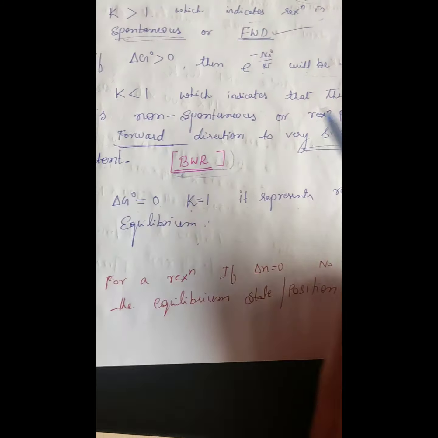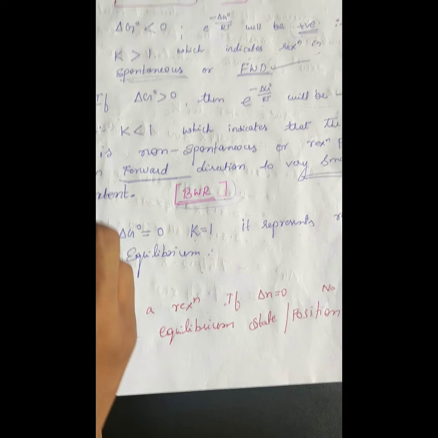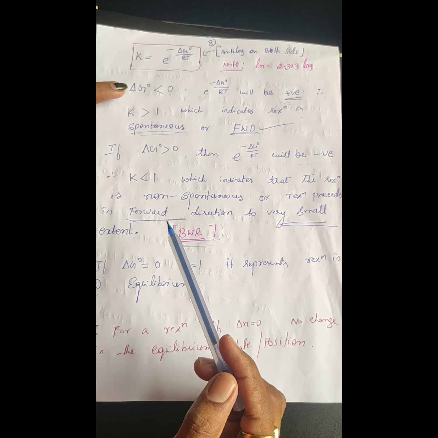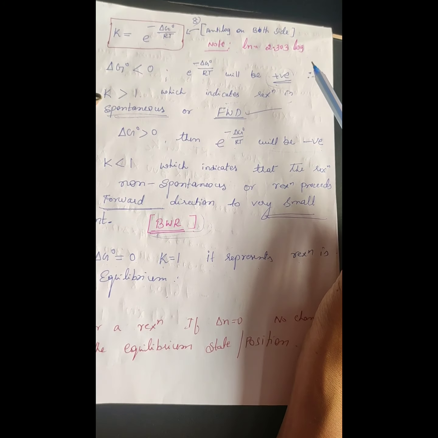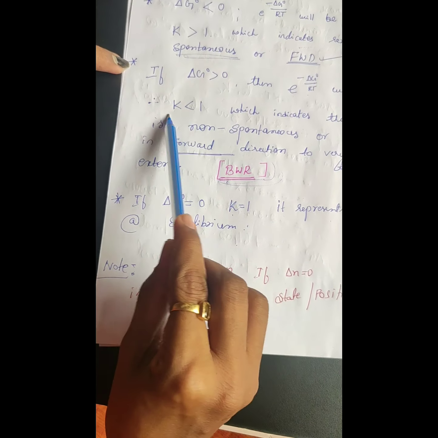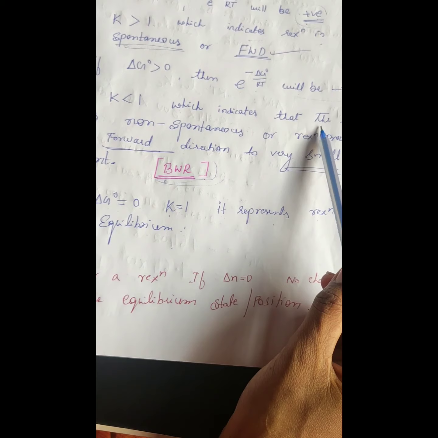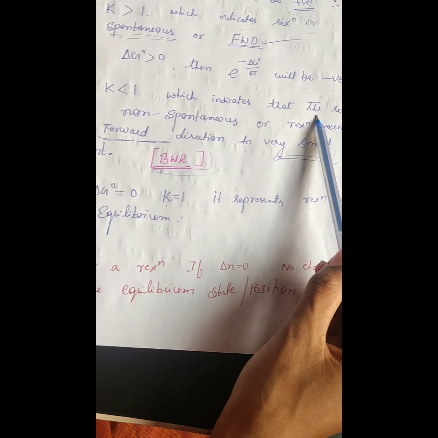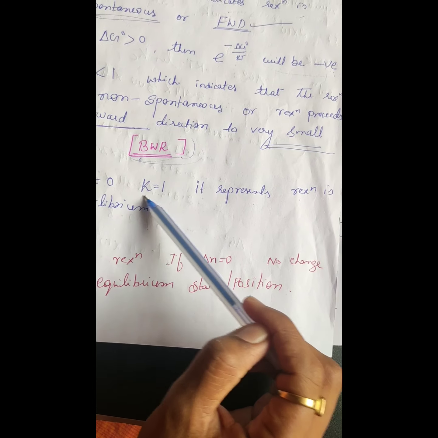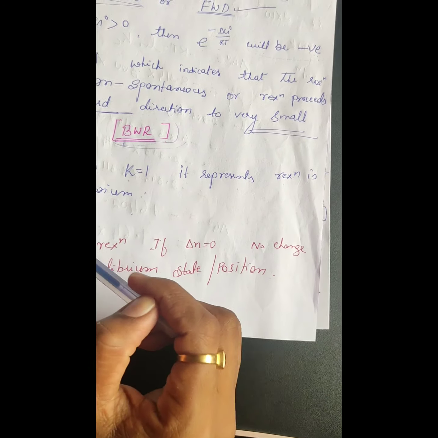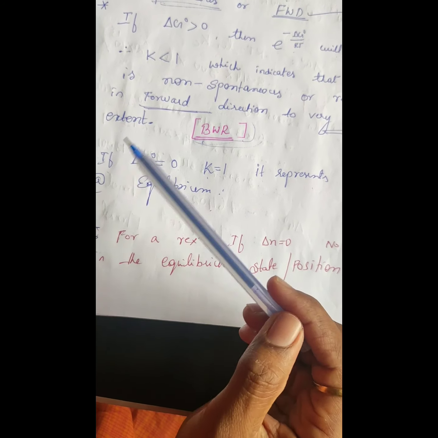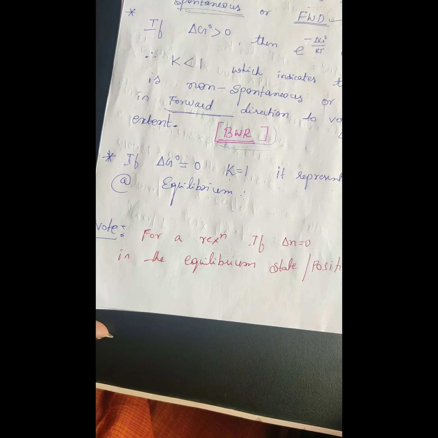This conclusion is very important. So the three points I have concluded: with respect to delta G less than 0, what will be the K value? Similarly, when delta G is greater than 0, what will be the K value and in which direction does the reaction proceed? And if delta G naught is equal to 0, what will be the K value and what is the state of the reaction? That is very important from the competitive examination point of view also.